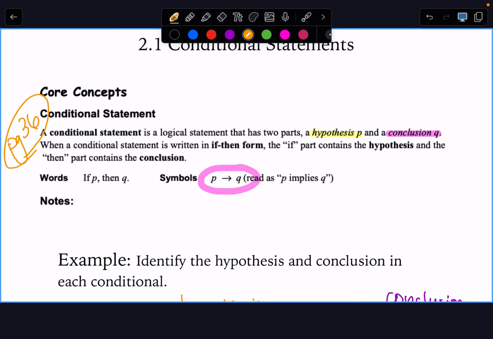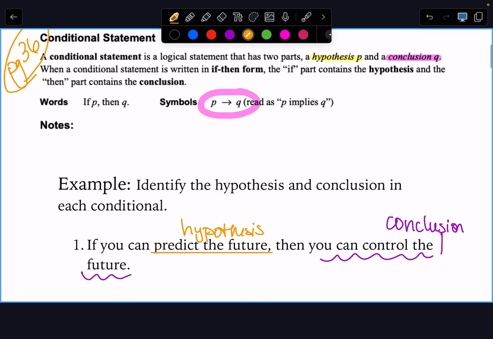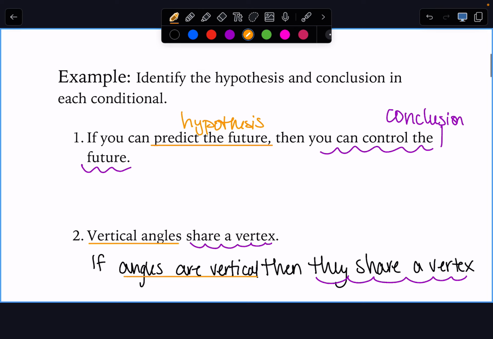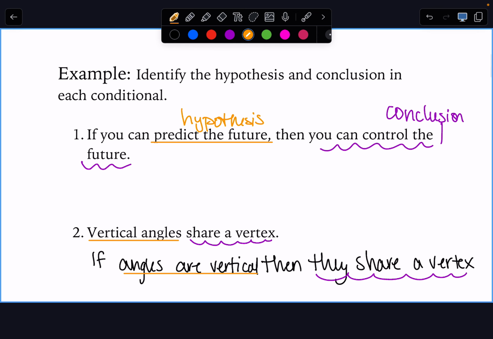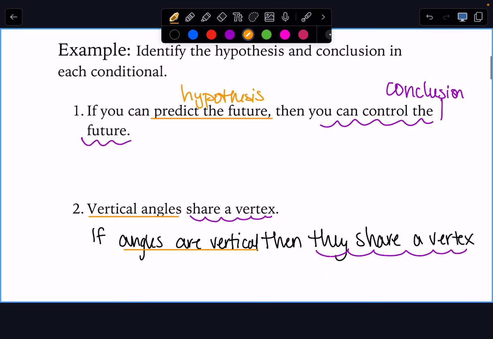About what a conditional statement was. We talked about this notation, if P, then Q, or we can say it as P implies Q. P is our hypothesis, Q is our conclusion, okay? So whatever comes after the if is the hypothesis, whatever comes after the then is the conclusion. Okay, so we talked through that yesterday.